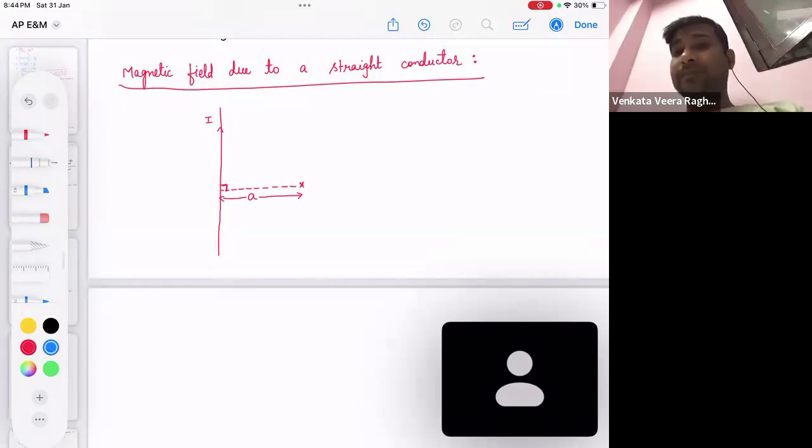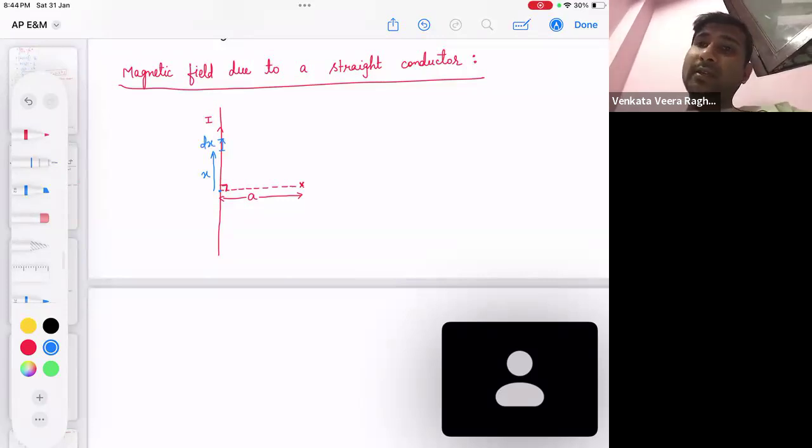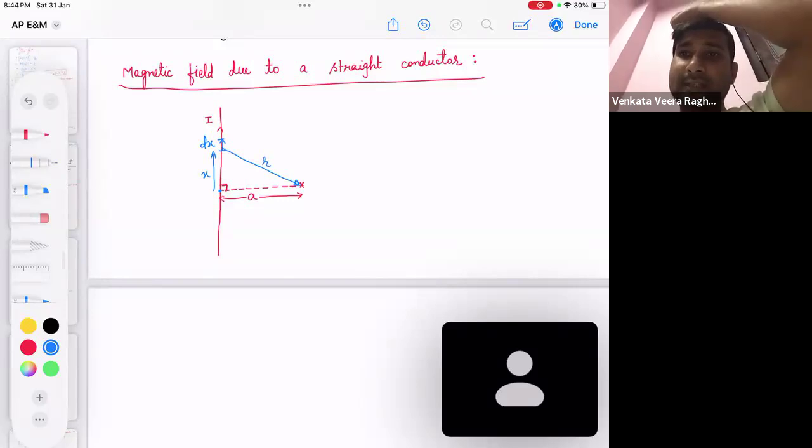So what should we do? If I want to calculate the magnetic field, first of all, I will consider a small element. Let me take, at a distance x, a small element of length dx. First, I will calculate the magnetic field due to this small element, and I will call this vector the r vector. Do you understand the dx vector and the r vector?